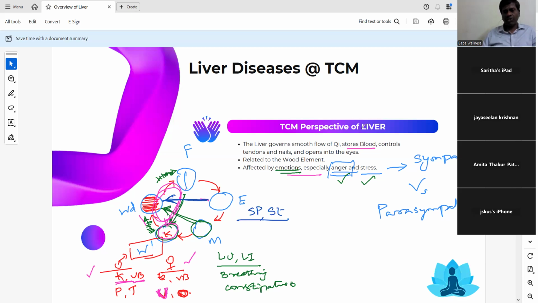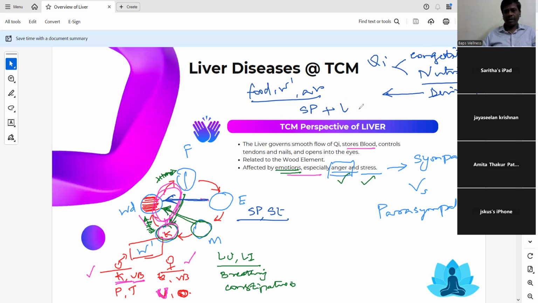If you see the chi, there are predominantly two types. One is congenital, the second one is derived or nutritive. This derived chi is from food, water, air. So spleen plus lung plus heart, all put together, only then that nutritive tissue comes.